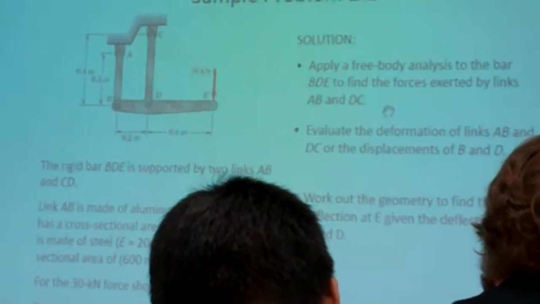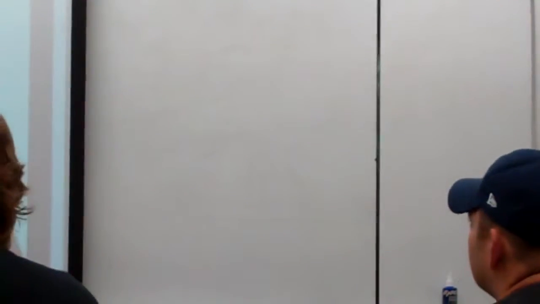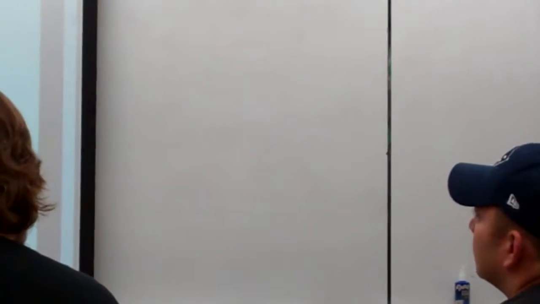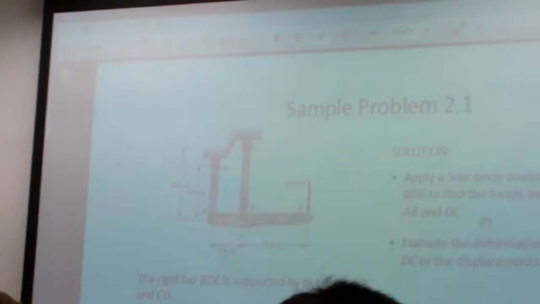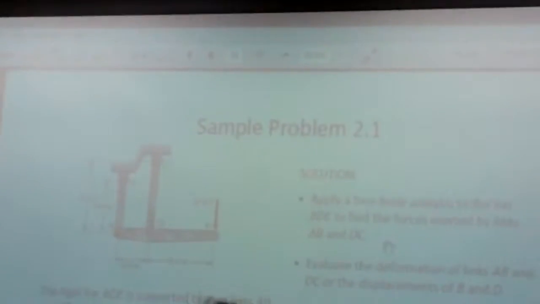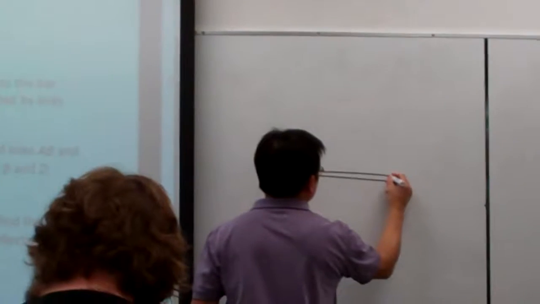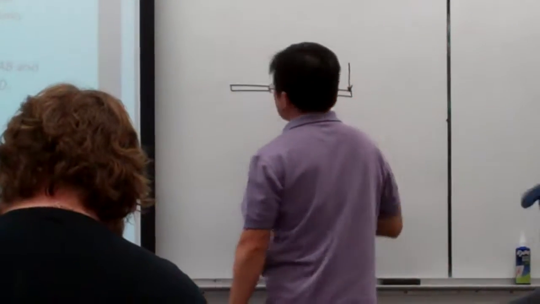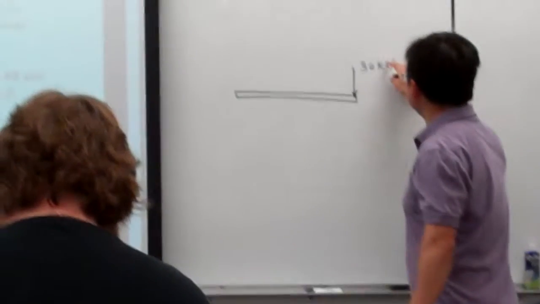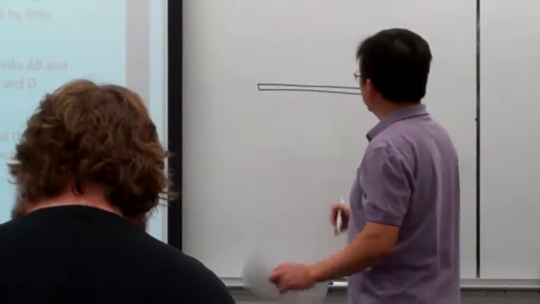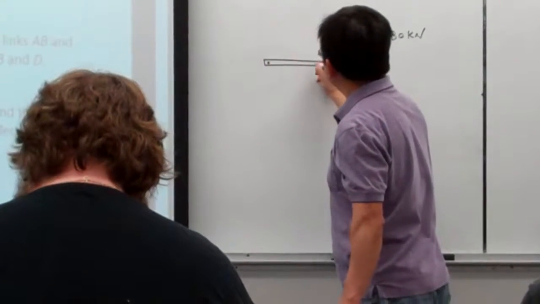Let me use the small space of the board here. For this problem, the first thing I do is take the free-body diagram of the members AB, elastic, and CD, and the rigid bar. So that is a rigid bar here, and here is the loading we applied, 30 kilonewtons. And here is point B, here is point D.